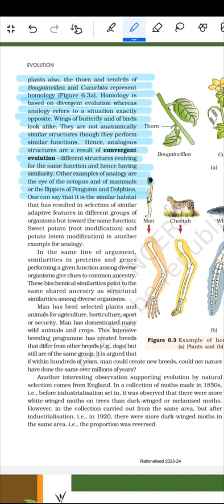One can say that it is the similar habit that has resulted in the selection of similar adaptive features in the different groups of organisms but toward the same function. Sweet potato root modification and potato stem modification is another example of analogy.